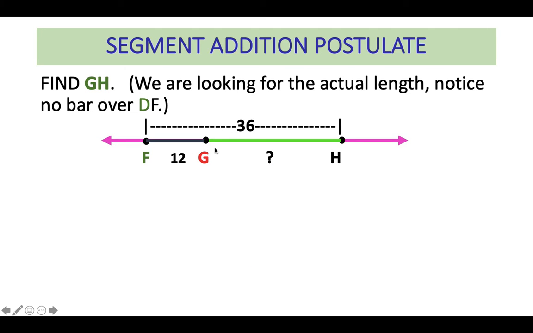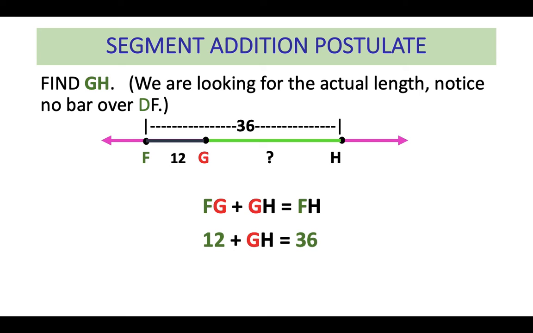So we're going to write FG plus GH, because those are the parts. Add the parts to get the whole. FG plus GH equals FH. Let's write it down. FG plus GH equals FH. We know that FG is 12. We don't know what GH is, so let's leave it as GH, or you could replace it with a variable. Equals 36. So 36 is the whole.